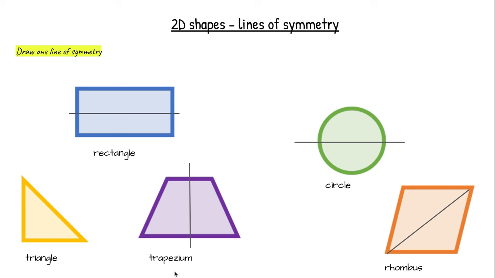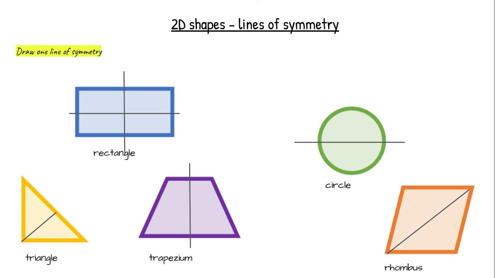Finally, I'm going to look at this right angle triangle. Again, a line going from the top of the shape directly through the middle will show you that this shape can be folded in half. Now, as I mentioned earlier, some shapes do have more than one line of symmetry. For example, the rectangle. A rectangle has two lines of symmetry, whereas a square actually has three lines of symmetry.